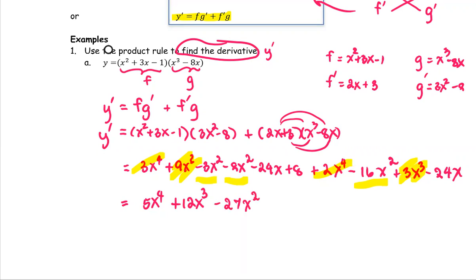The next group is the terms with x. We have negative 24x and negative 24x; combine them to be negative 48x. And the last one is the number. So far we have only a single constant term, which is positive 8. And this is our answer for y prime.